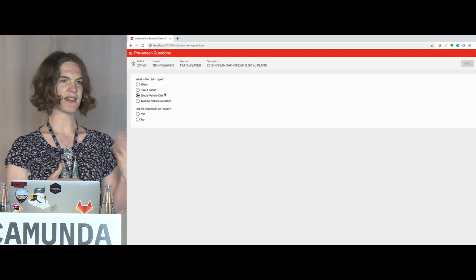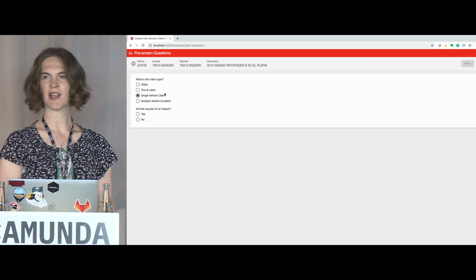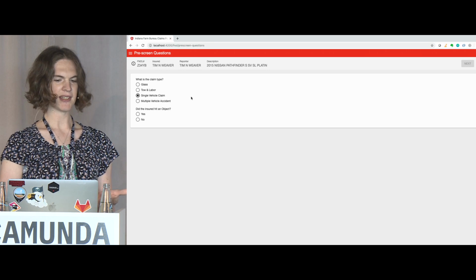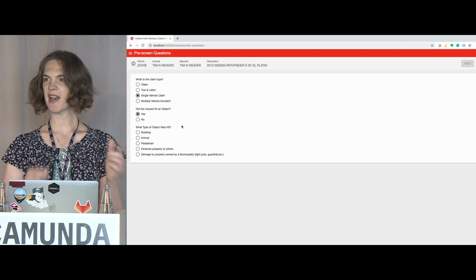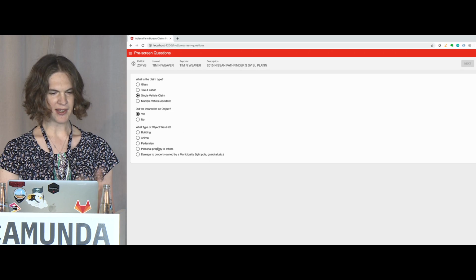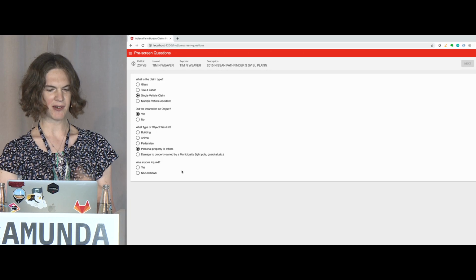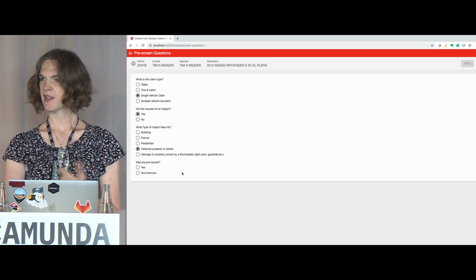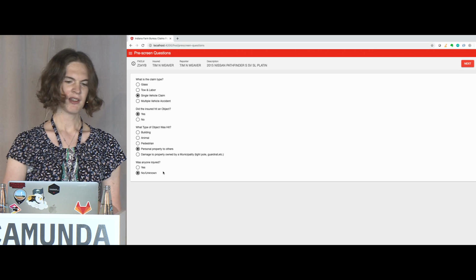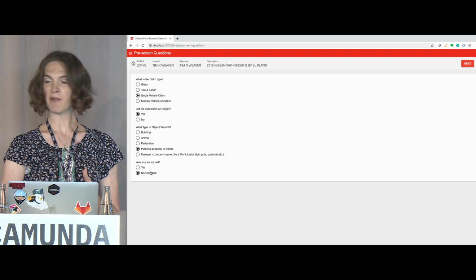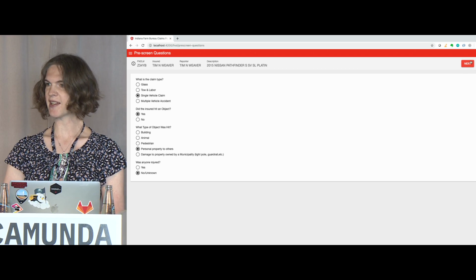What happens is that answer is sent back to our Camunda, hits a decision table, and figures out what the next question should be. Did the insured hit an object? Let's answer yes. Again, it's going back and hitting it. What did you hit? Oh, I hit somebody's mailbox. OK. Well, that's personal property to others. Was anybody injured when you did that? Not as far as I know. OK. So that was the last question that we answered, and you can see that the next button is highlighted.